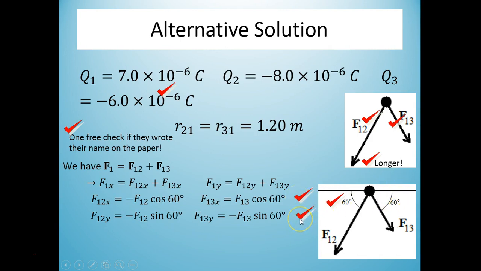The second check mark is doing the same appropriate thing for the y components, and notice that in each case it's the sine of this angle and negative signs in front of there. If any of the negative signs are wrong, you don't get this check mark. Same with this one.